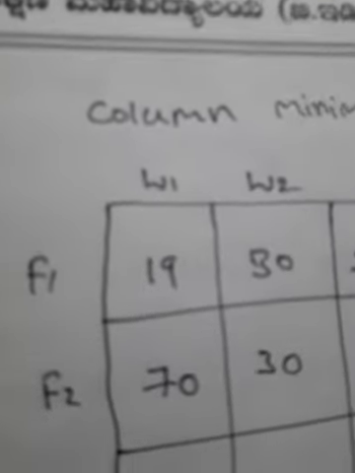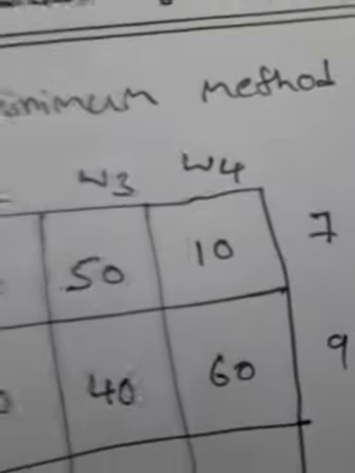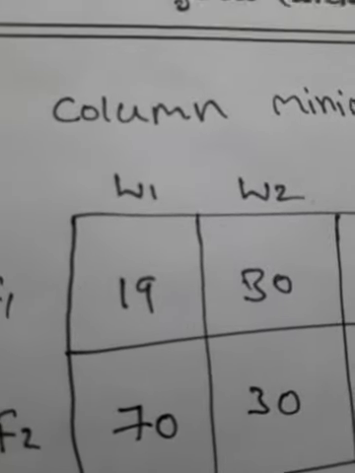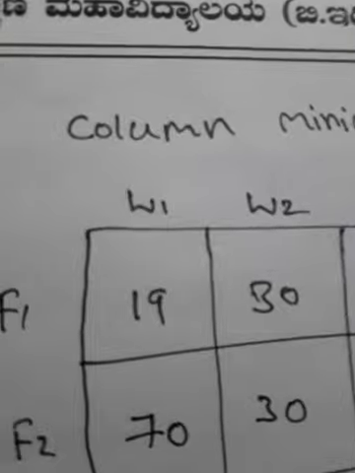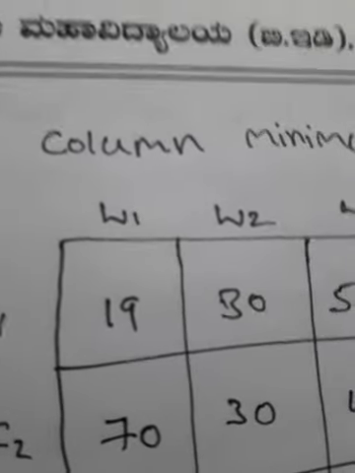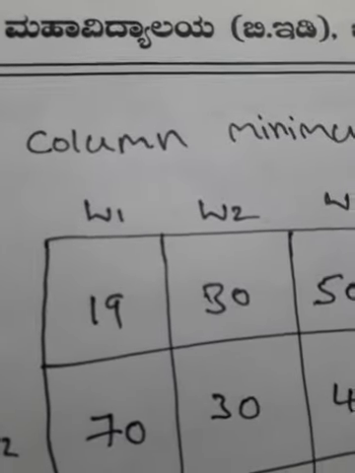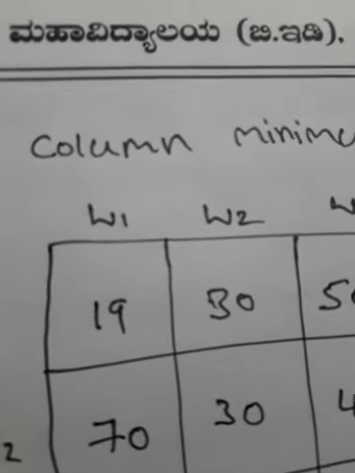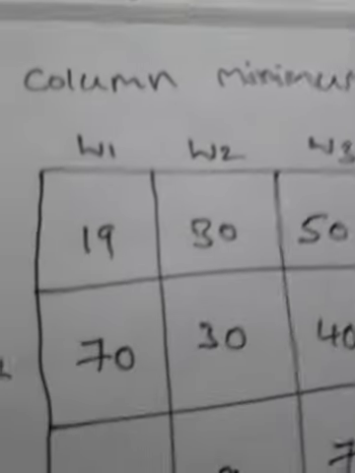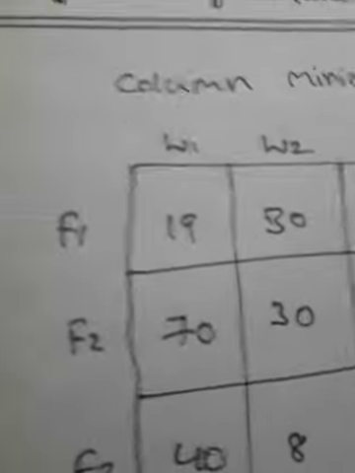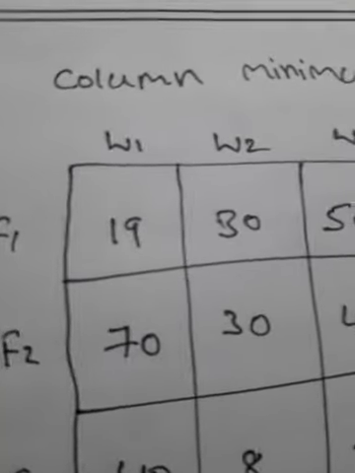Hi everyone. In today's class we are going to discuss the column minimum method. Hope we are familiar with the northwest corner method and the row minimum method. As I told you, there are five different methods: northwest corner method, row minimum method, column minimum method, matrix minimum method and penalty approach method. There are five different methods to find the minimum transportation cost. We can use any one method to solve the problem, but in today's session we are going to discuss the column minimum method.